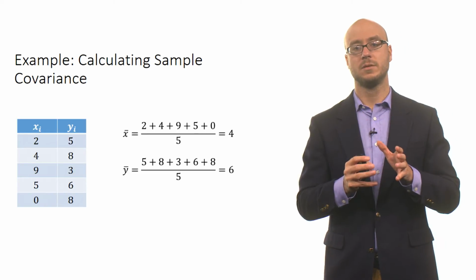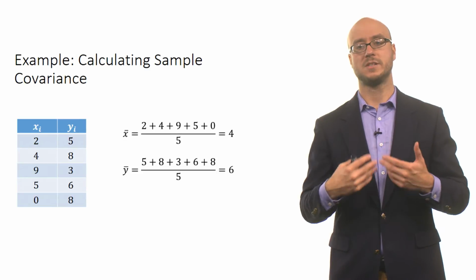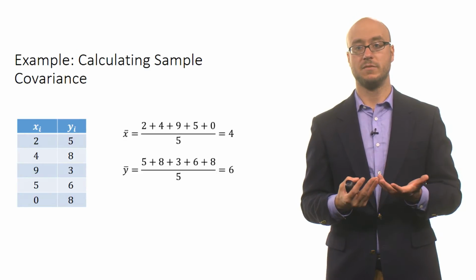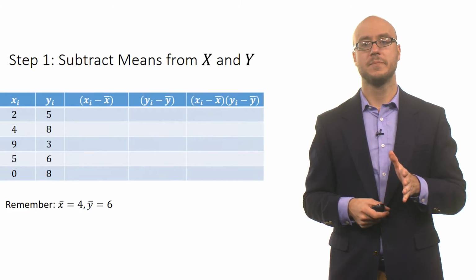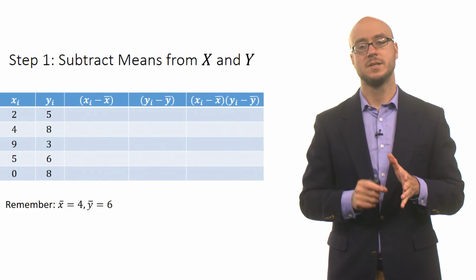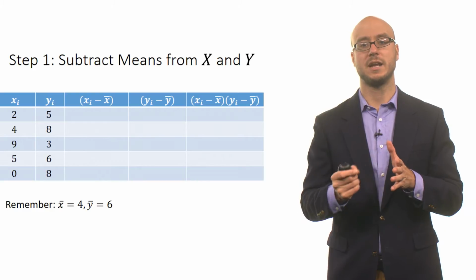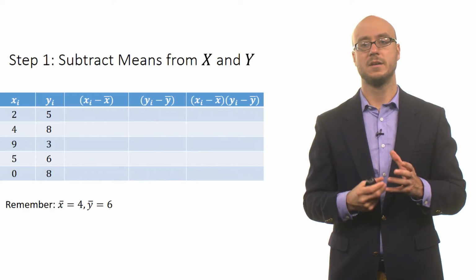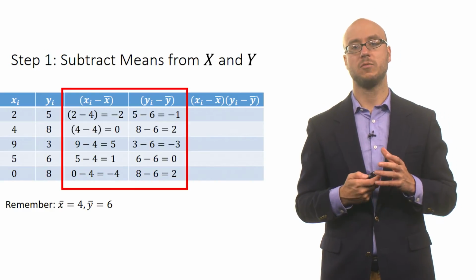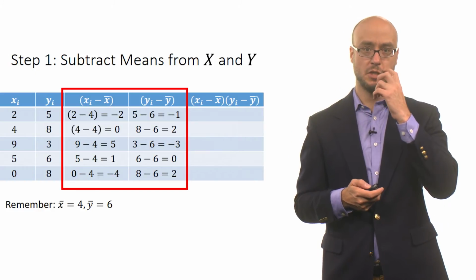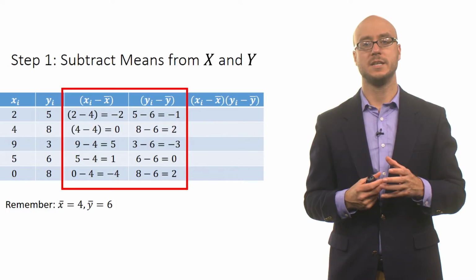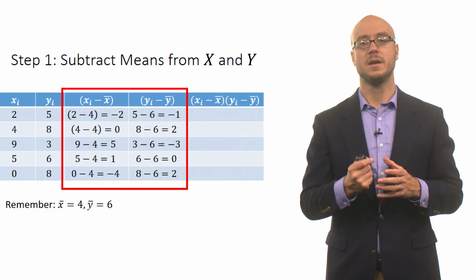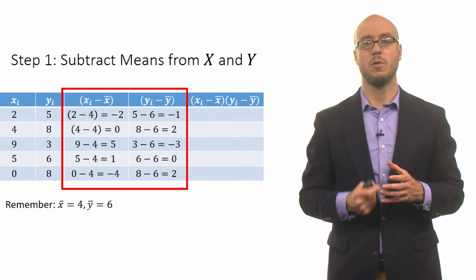For the y variable, we add up all the values and divide by the sample size, which is, again, 5, and we get a mean of 6. Then the next step is to take these raw values, subtract out the mean of x, and subtract out the mean of y. Again, the mean of x is 4, and the mean of y is 6. So that's what we do here. You can see for that third column, we're taking out the mean of x for each of the raw values of x.